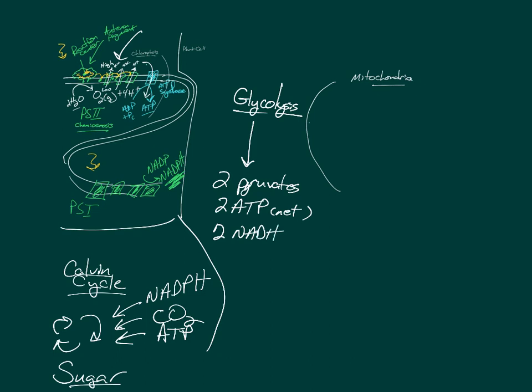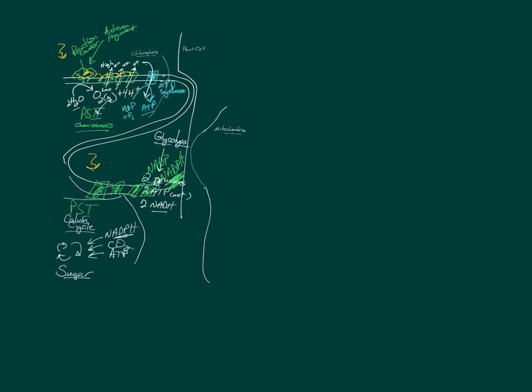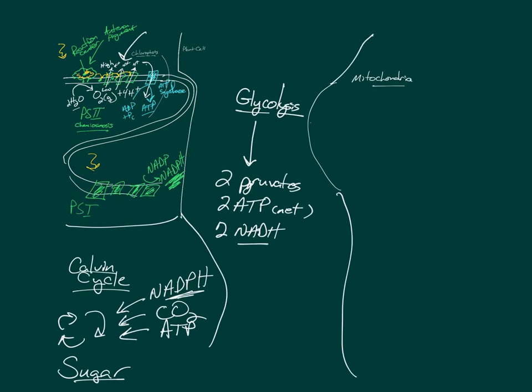There's NADPH only in the chloroplast. Outside is NADH, and in animals it's only NADH. So that's what's happening here in the cytoplasm.